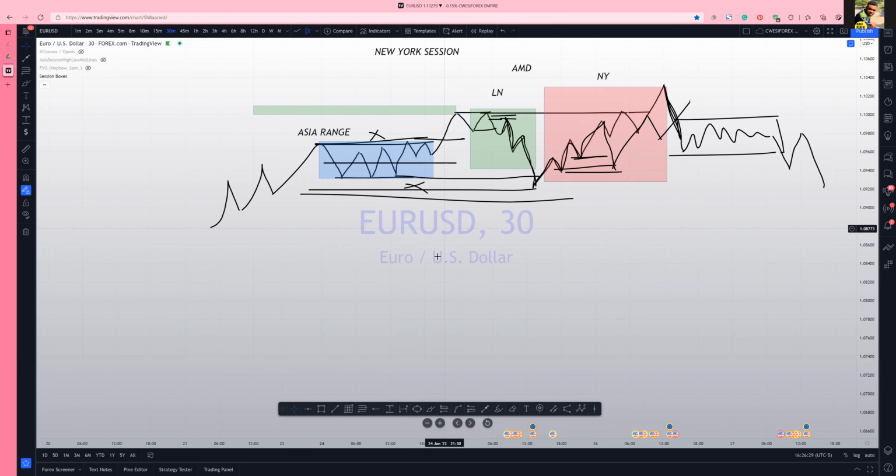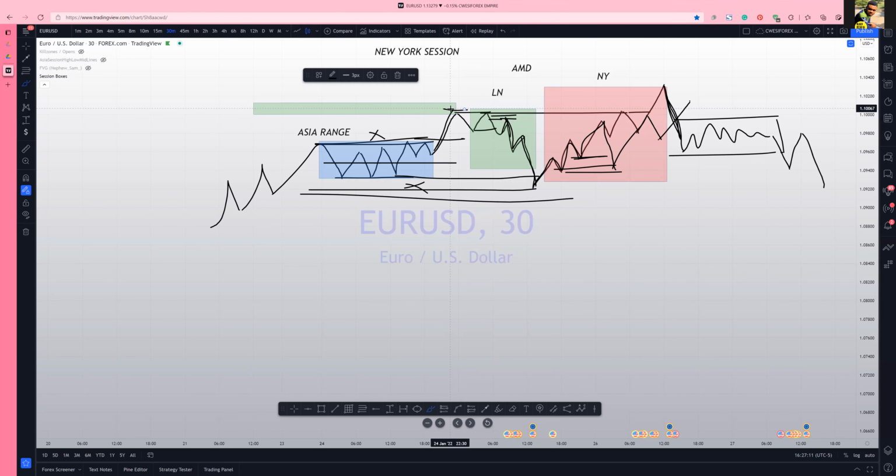Sometimes first the London session takes out the buy side liquidity. Are you getting it? So the London session takes out the buy side liquidity, that's if price first breaks to this outside. So you can see over here that the London session has taken out this buy side liquidity. This is the London open.